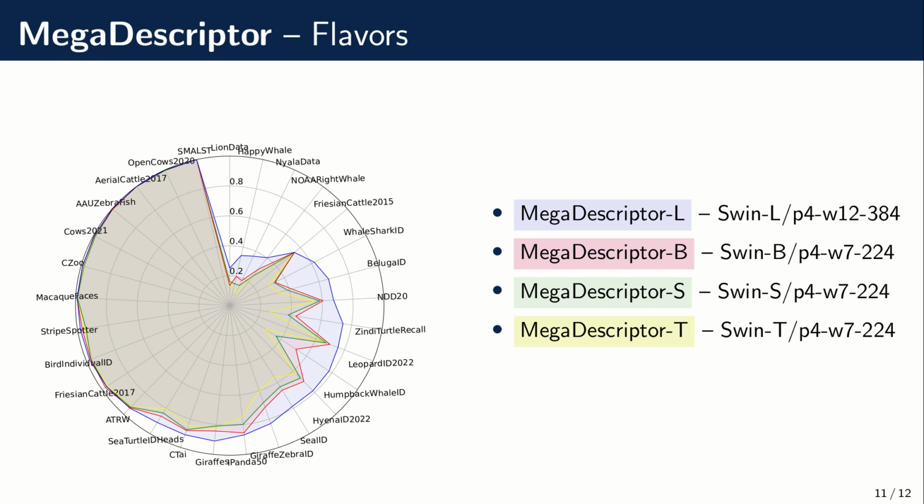To make MegaDescriptor more accessible to the general public and facilitate seamless integration with existing wildlife monitoring applications, we offer various MegaDescriptor size flavors based on the underlying Swin architecture. Regarding performance, as expected, we observed that the larger the model, the better the performance. This is visualized in the figure here on left. It's important to note that the gap between MegaDescriptor large and base exists because the larger model employs higher resolution and larger architecture. All models are accessible on the HuggingFace hub.